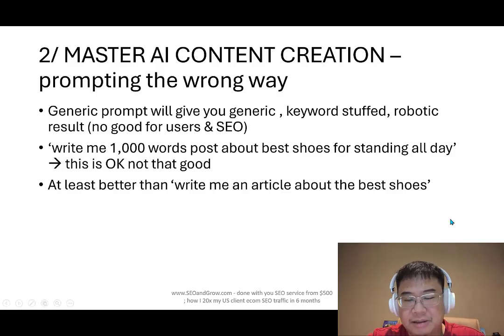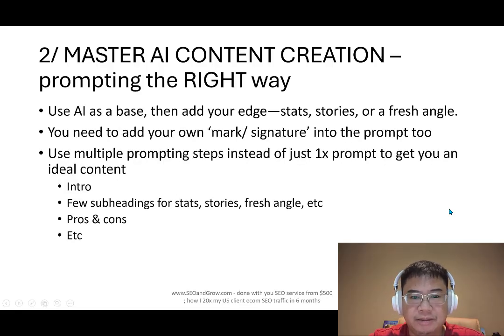But there's a much better way when it comes to prompting the right way. Basically, you want to use AI as a base, then add your own angle, stats, stories, or fresh angle. Yes, it's more work to be done, but it's worth it. And you need to add your own mark or signature into the prompt as well. So, for example, you have a brand tone, brand voice, or the way you address your market or audience in a certain way.